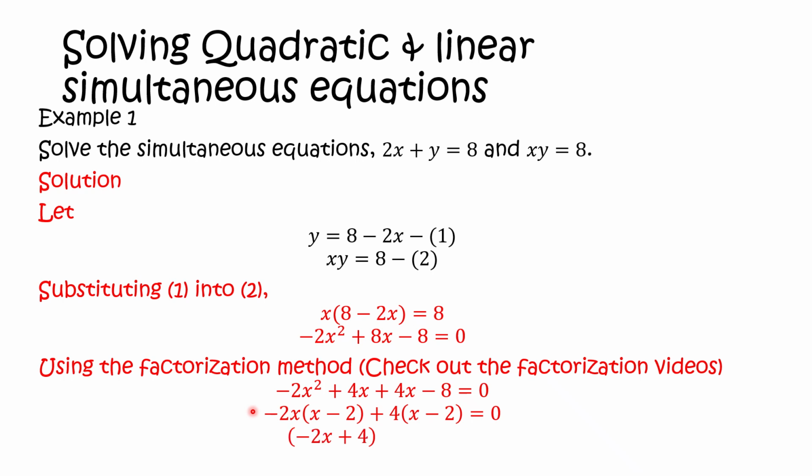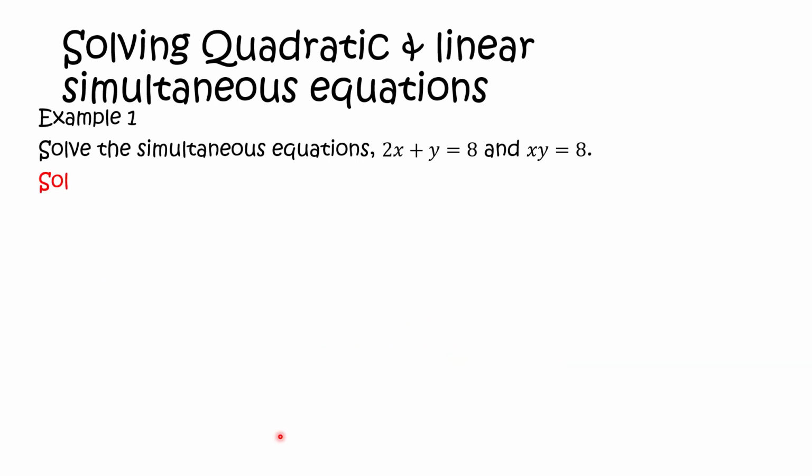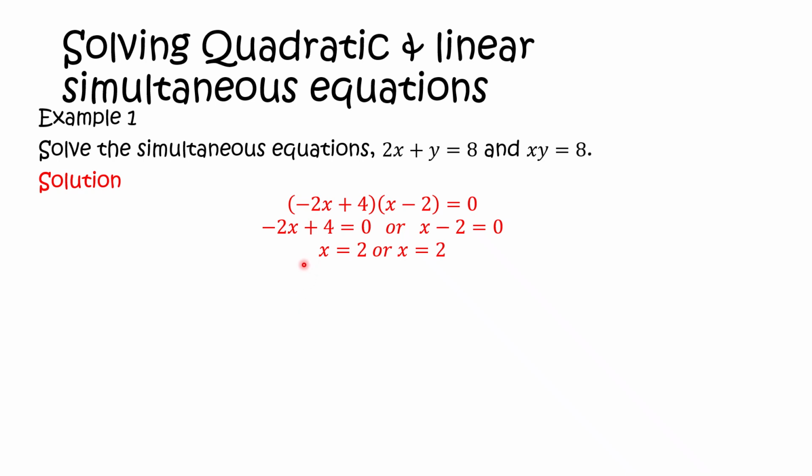Then, of course, factorizing further, we are going to have minus 2x plus 4 times x minus 2 being equal to 0. Now, with that, we are going to solve for x, that is separating each set of brackets and equating it to 0, so that we have minus 2x plus 4 equals 0, or x minus 2 equals 0. Solving on both sides, we are going to have x equals 2 or x equals 2. In simple terms, we just express this as x equals 2 twice.